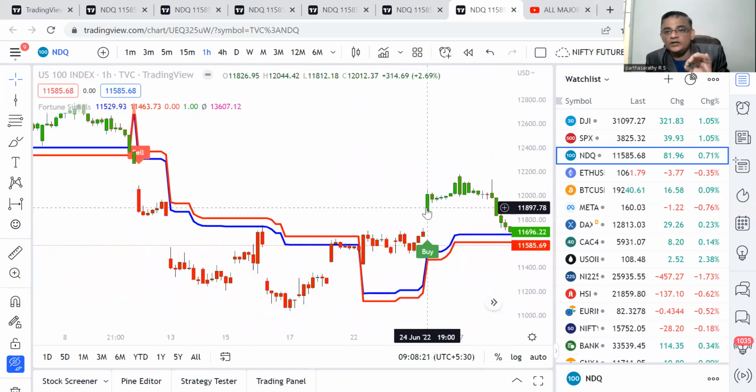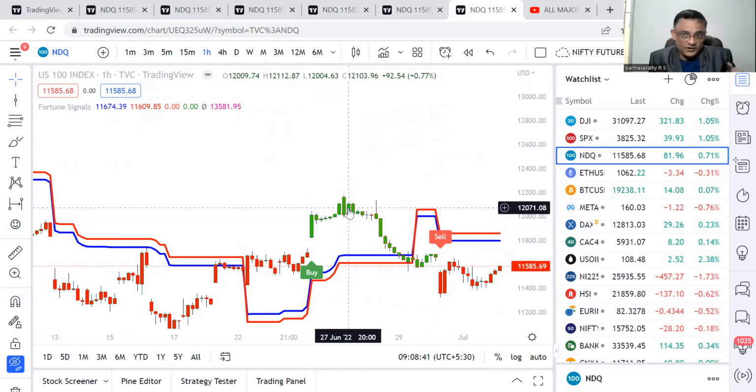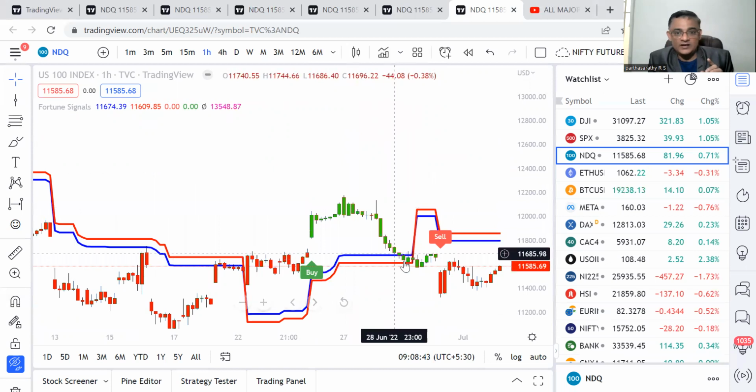Which happened on 24th June. After 21st June, which was a very important day, the genuine buy came in 1 hour on 24th June. Why has it become genuine? Because after this buy initiation candle, this candle closed above this candle, so it has become genuine. So you need to buy at the blue.